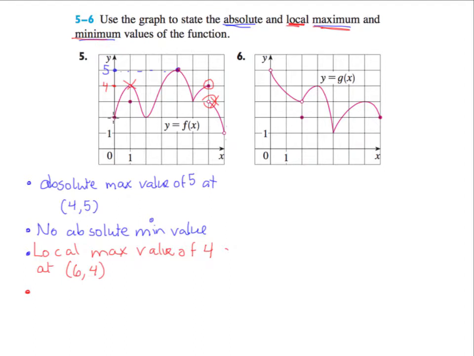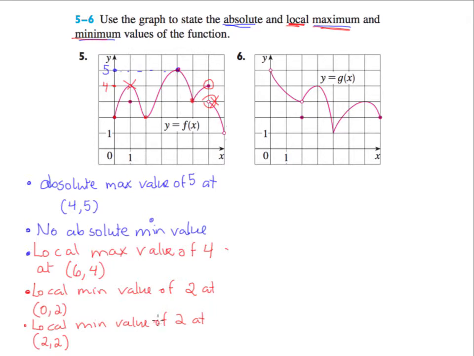So now let's finally look at the local minimums on this graph. Well, this endpoint at 0 is also a local minimum, so a local minimum value of 2 at the point 0, 2. We have another local minimum value of 2 at the point 2, 2.